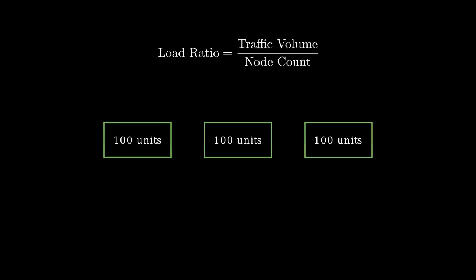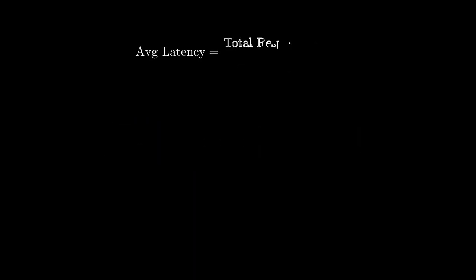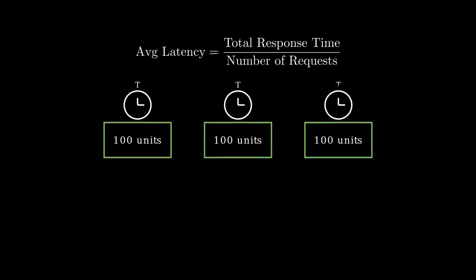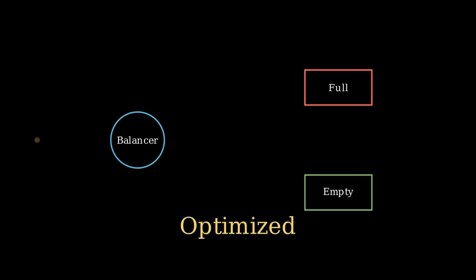You manage the workload using a load ratio, which is just your total traffic volume divided by the number of active nodes. By spreading the work equally, you keep every server at a healthy 100 units. To measure performance, you look at average latency, calculated as the total response time over the number of requests. Lower latency means your users get their data faster. If one server becomes full, your balancer identifies the strain and intelligently reroutes new traffic to an empty server, ensuring your site stays fast and reliable.